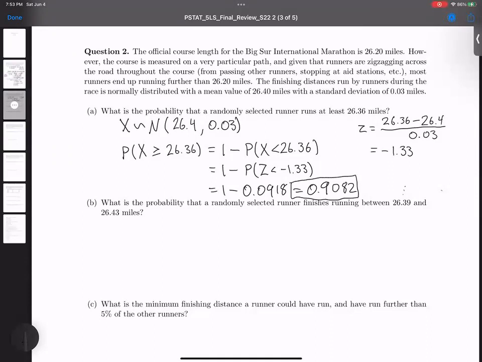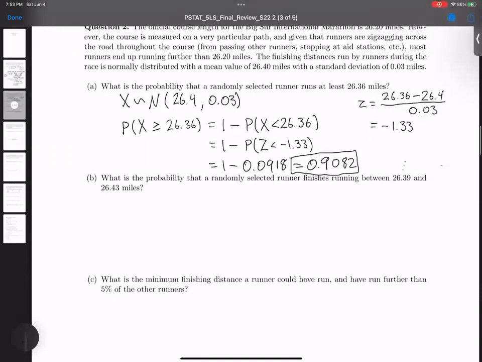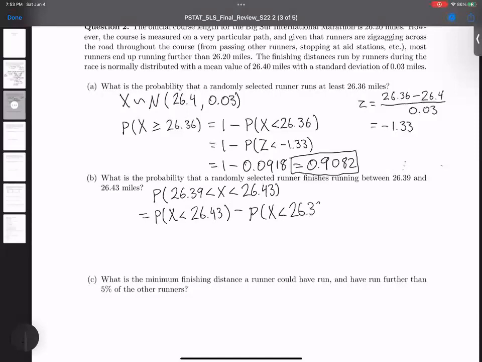Yes, that is correct. Okay, so let's move on. What is the probability that a randomly selected runner finishes with a running time between 26.39 and 26.43? So this is the probability of being between, so 26.39 less than X less than 26.43, which is equal to probability that X is less than 26.43 minus the probability that X is less than 26.39.